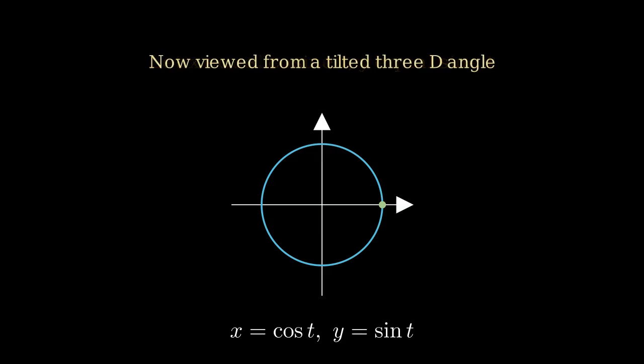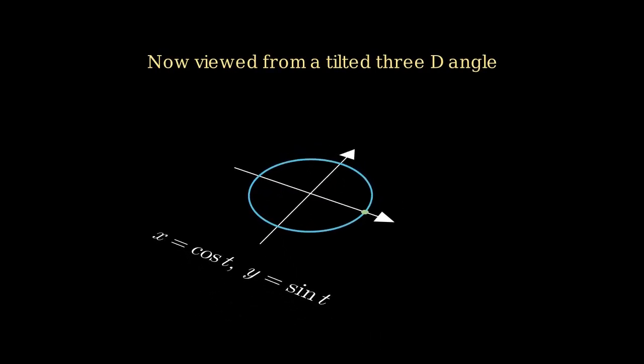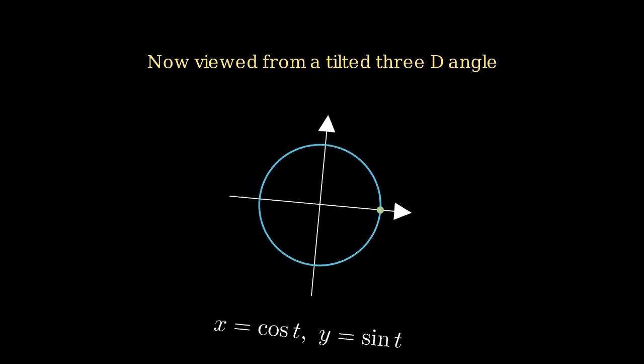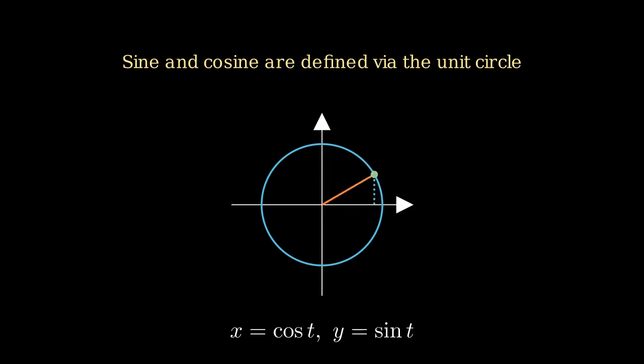Let's tilt the camera and look at that same circle from a light 3D angle, just to see the shape of the trace more clearly before we go back to flat 2D. Why does this trace a circle? Because that is exactly how sine and cosine are defined in the first place, as the x and y coordinates of a point moving around the unit circle. So plotting cosine t against sine t can only ever give you points on that circle.